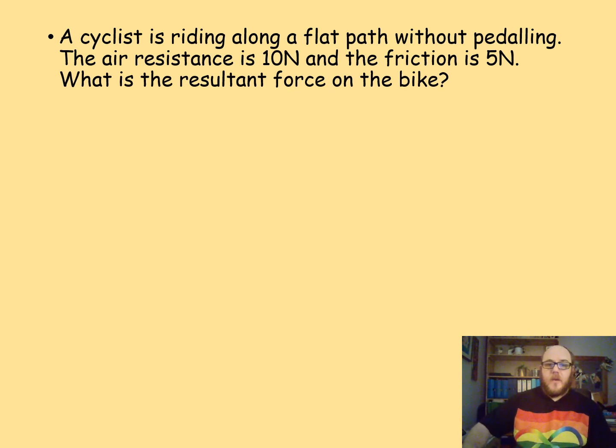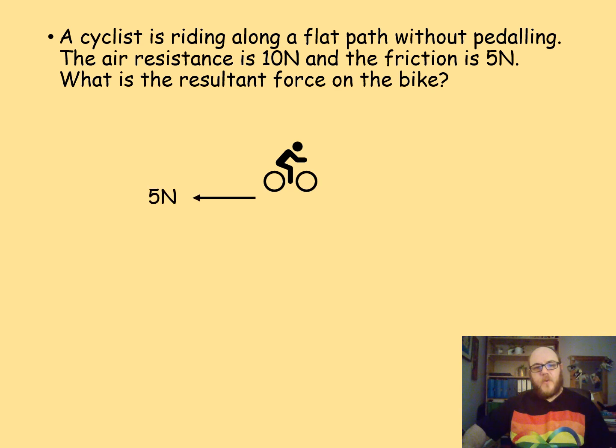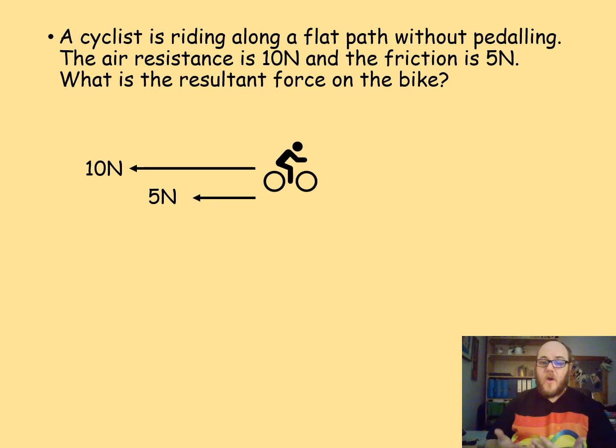Okay, welcome back. So if we have our little cyclist here, we're told we have a friction force of 5 newtons and an air resistance of 10 newtons. What is the resultant force? Well, because they're acting in the same direction, we simply add them together. 10 plus 5 gives you 15. They're both in the same direction, so we have a resultant force of 15 newtons in the opposite direction to the cyclist. This means this cyclist is going to be slowing down.